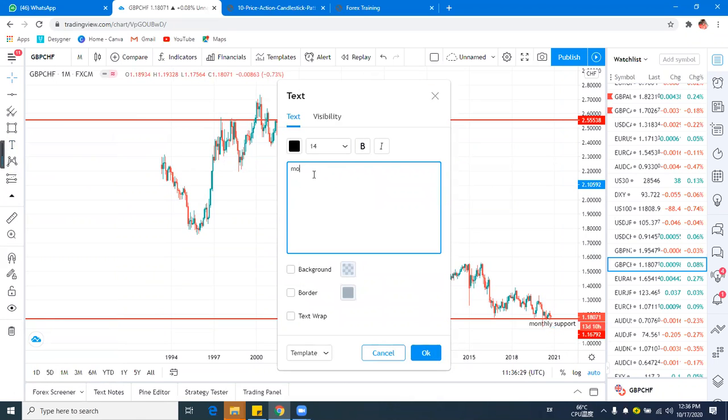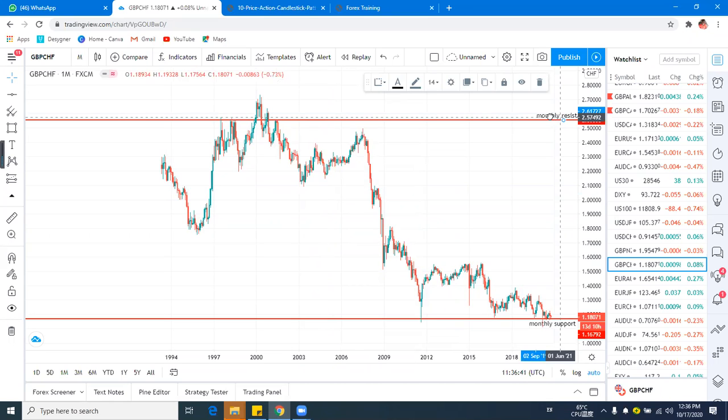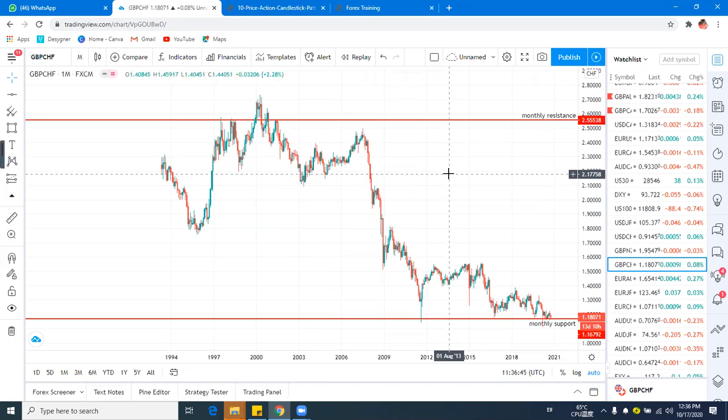And this is our monthly resistance up here. Our monthly resistance up here. So we are done with the monthly analysis.